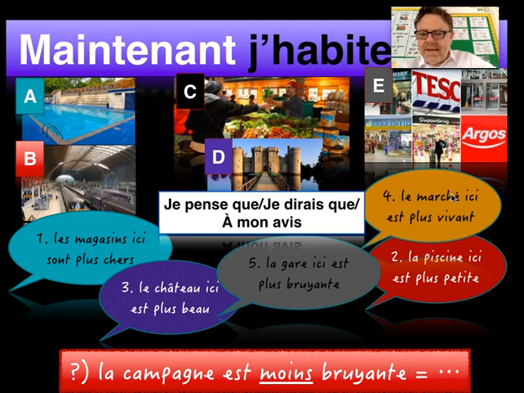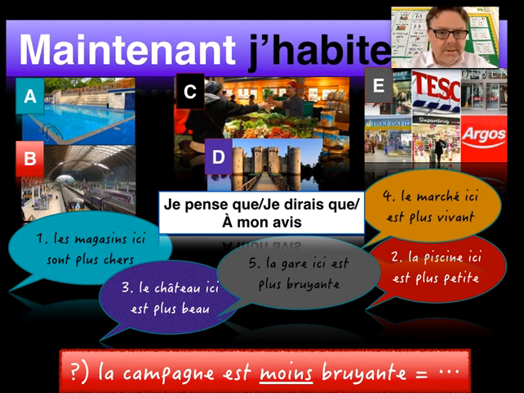Le marché ici, the market here, est plus vivant. The market here is more lively. Or, la piscine ici est plus petite. The swimming pool here is literally more small, or smaller. Okay, little conundrum down here. La campagne est moins bruyante. Just think as to what that means. I'm not going to go into details on that one.